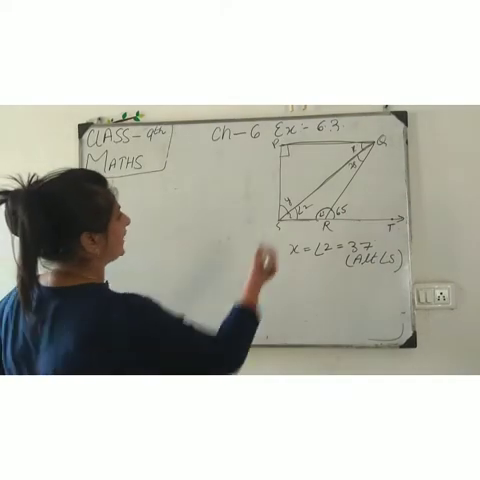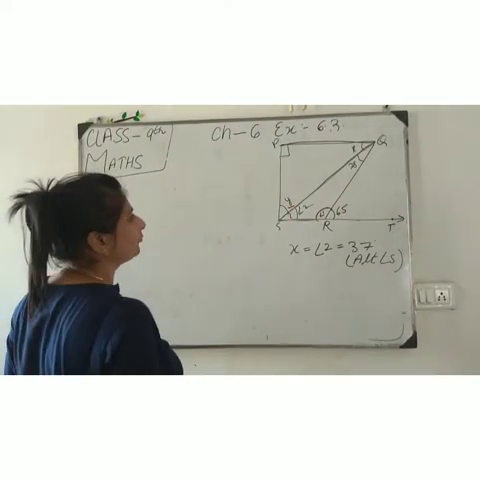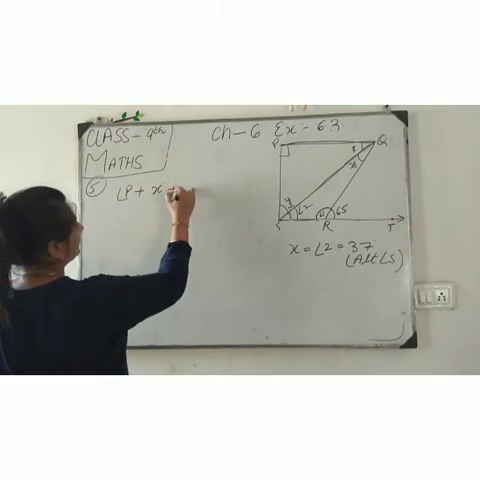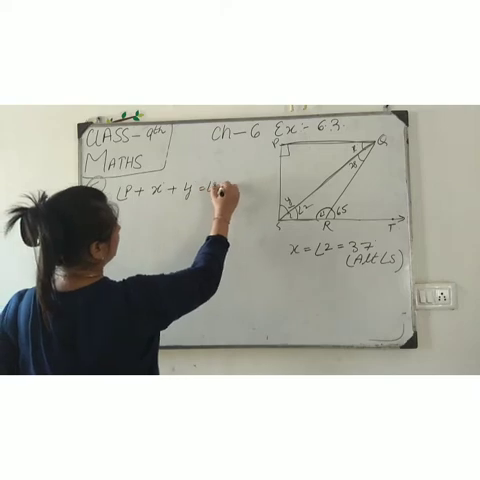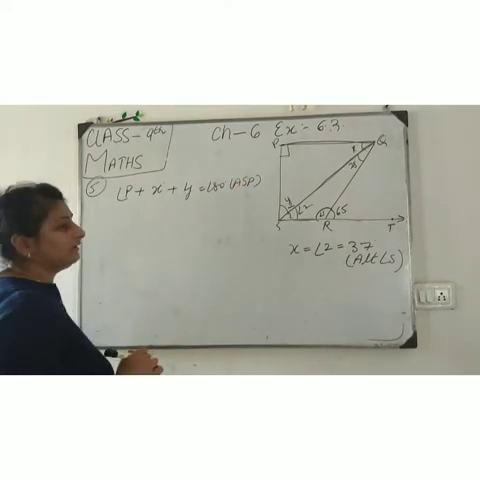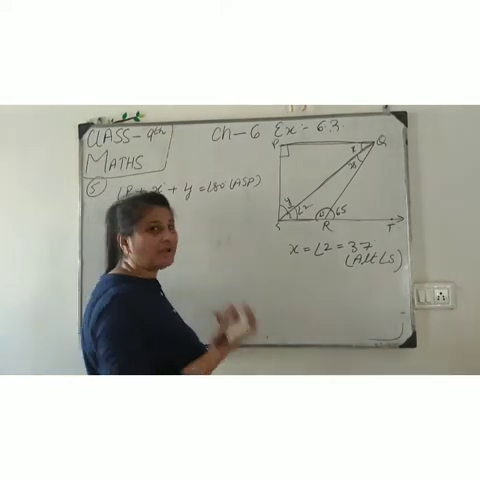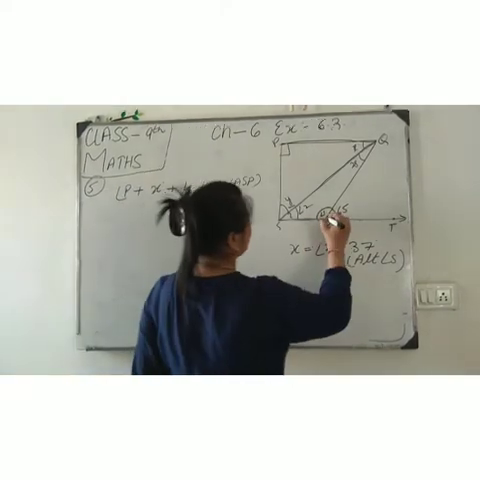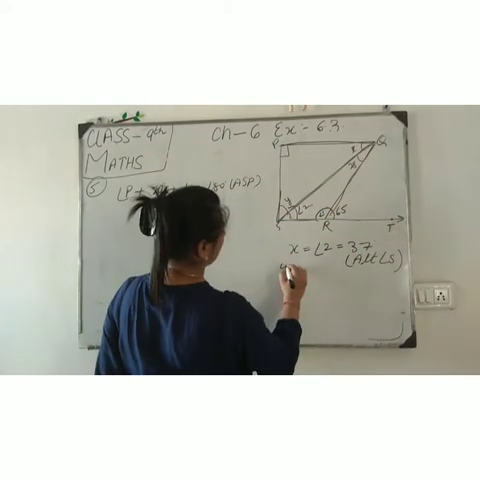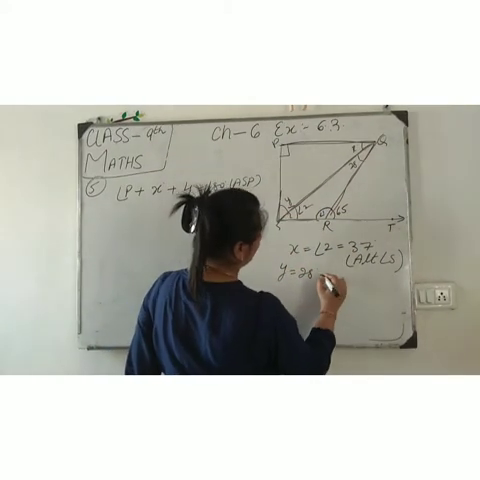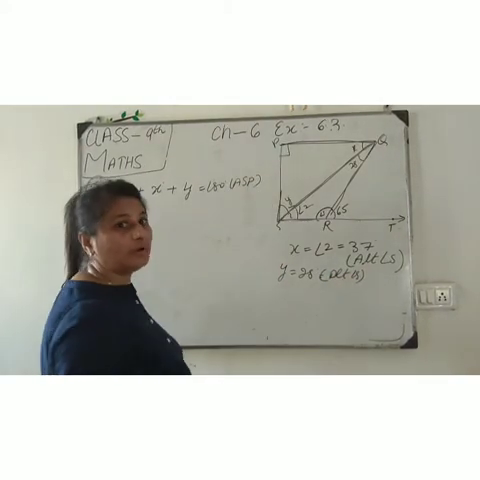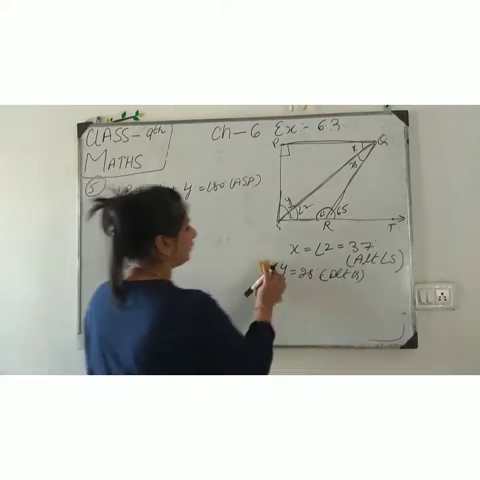My next step, find the value of Y. Now how to find the value of Y? Angle P plus X plus Y equal to 180 degree. Reason: angle sum property. Some student, maybe it's my logic, maybe some student says, ma'am, this one is also alternate angle. This one we can write Y equal to 28, reason alternate angles. Is it possible? No, it is absolutely wrong.